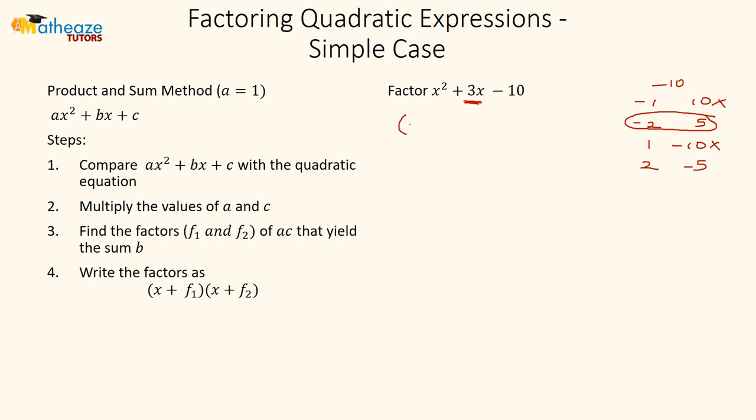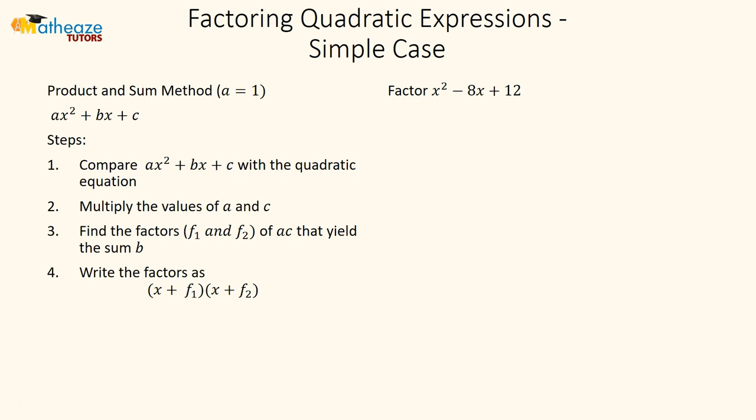So we're going to have x minus 2, x plus 5. So that's pretty much how you deal with this type of equation. Let's try one more of this type with a equal to 1.